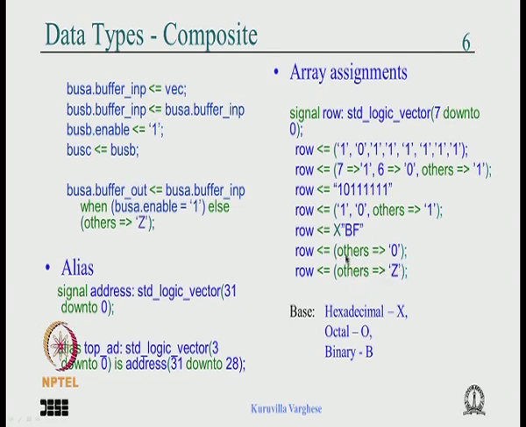So this is very useful, because if you have, say, a 32-bit bus which you want to output, something is connected to the 32-bit bus and you want to initialize it, or you want to tri-state it, you do not have to keep on writing Z and counting it 32 times and all that. You just say others Z, that is the most useful form of array assignment.